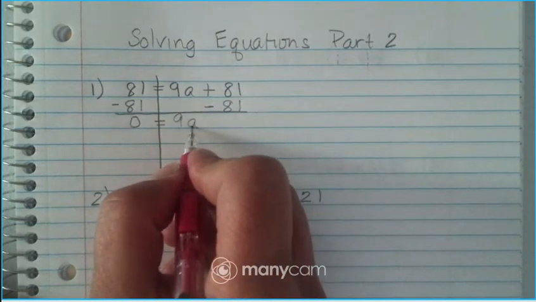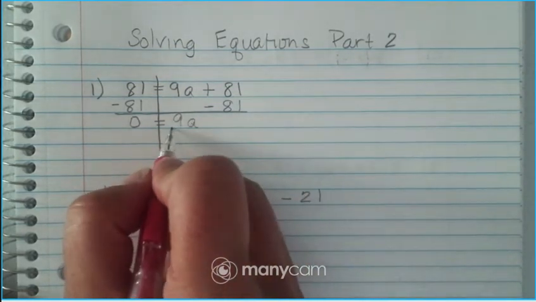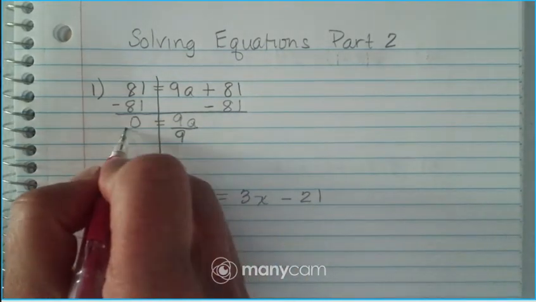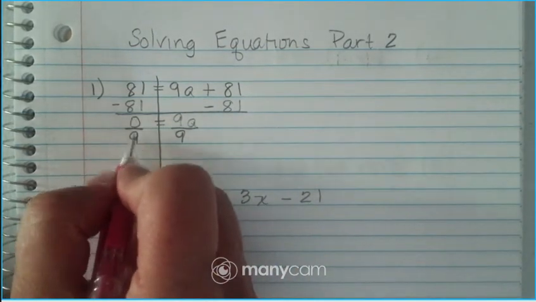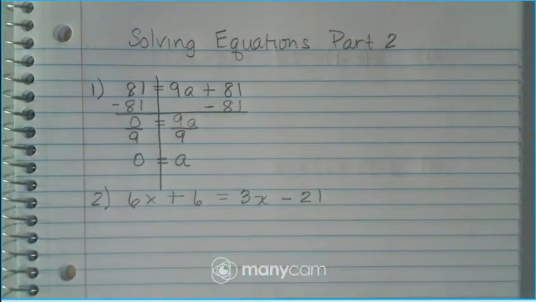Now remember, I have to get A by itself. So when I have a number next to a variable, I've multiplied. So the inverse would be to divide. So 0 divided by 9 is 0. And it is okay to get a 0 answer.